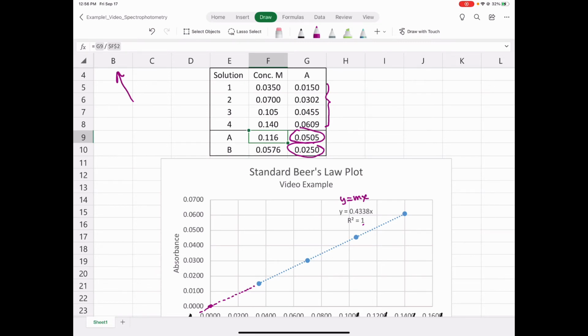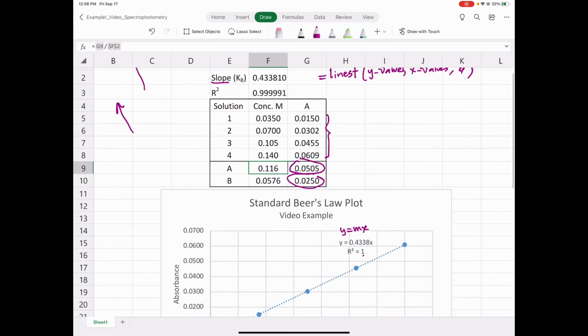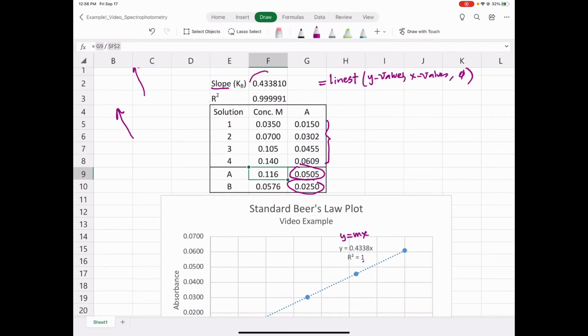Fx equals, that's the formula, G9 divided by F2. G9 is my absorbance for point A, unknown A, divided by F2. And F2 is my value for the slope. That's the calculated value. The same exact calculation is done with the other cell for unknown B. And so you have those concentrations.